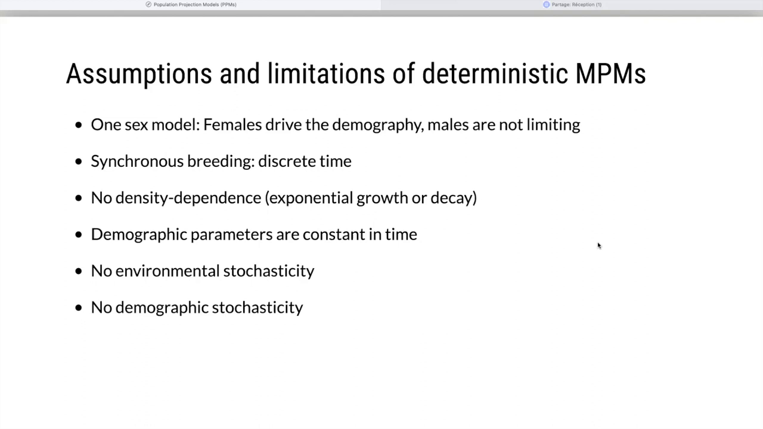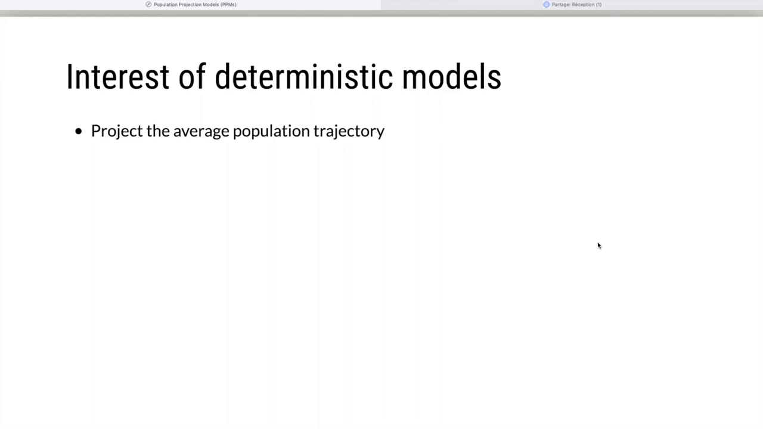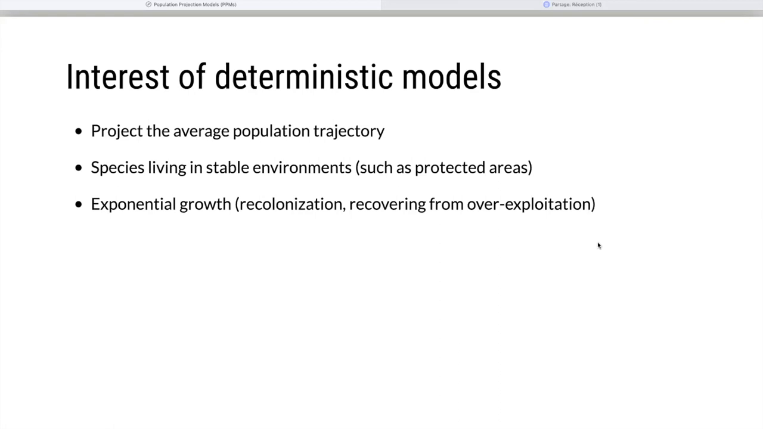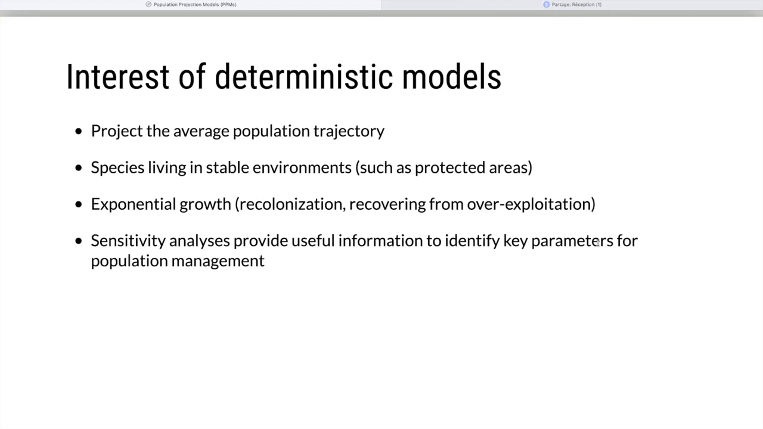But still, these deterministic models are interesting to project the average population trajectory, in cases where the environment is stable and the population is exponentially growing, as we just said before. And it's very interesting to run sensitivity analysis, more than just look at the average trajectory. This tool of sensitivity analysis is very useful to identify which are the key demographic parameters we should act on when trying to manage a population, okay? It can guide conservation actions. So deterministic models are interesting, especially for the sensitivity analysis.